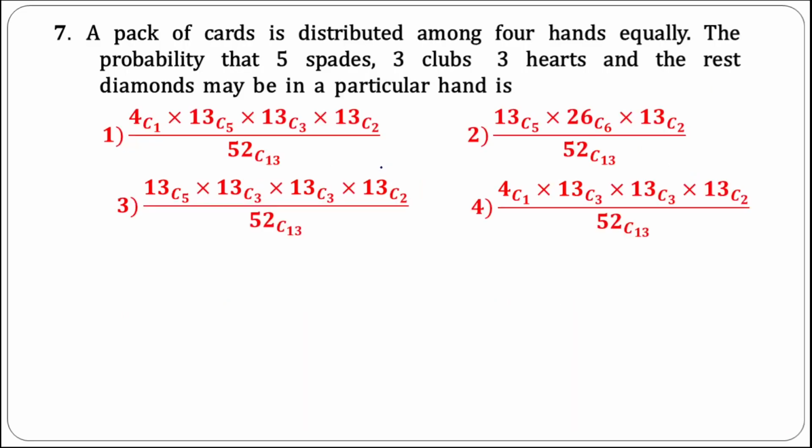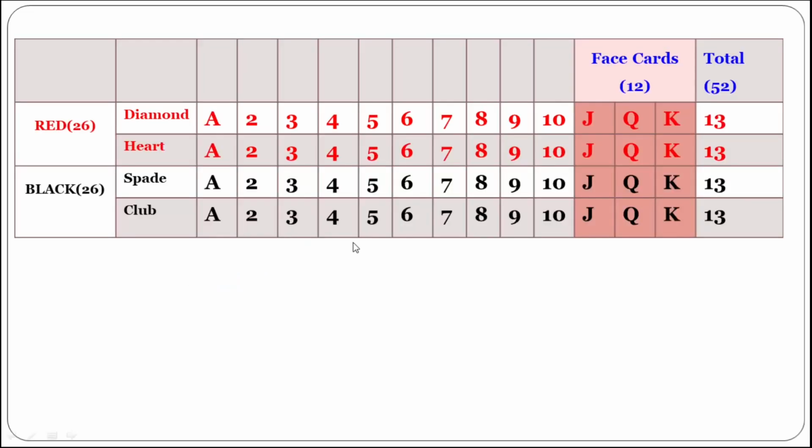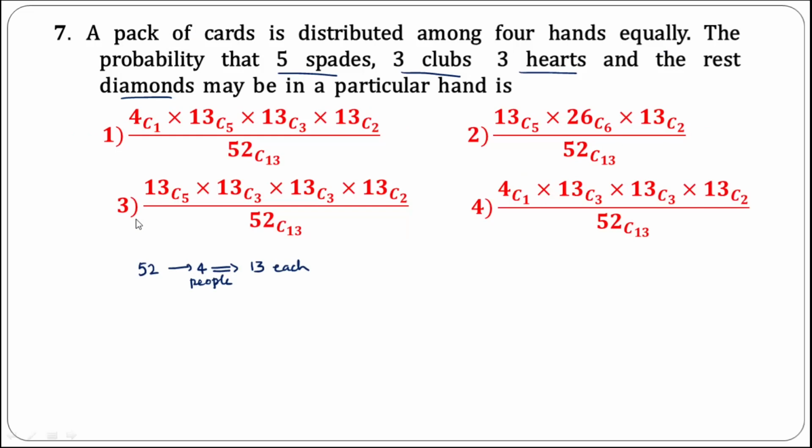A pack of cards is distributed among 4 hands equally. It means 52 cards are distributed to 4 people. That means each of them will get how many cards? 13 cards. There are 4 people and 13 each. Now the probability that 5 spades, 3 clubs, 3 hearts and rest of the diamonds. See, here you can see how many spades we have. See, spades we have 13. In all the suits we have what? 13 each. Right. Now here what they have asked, from those suits.